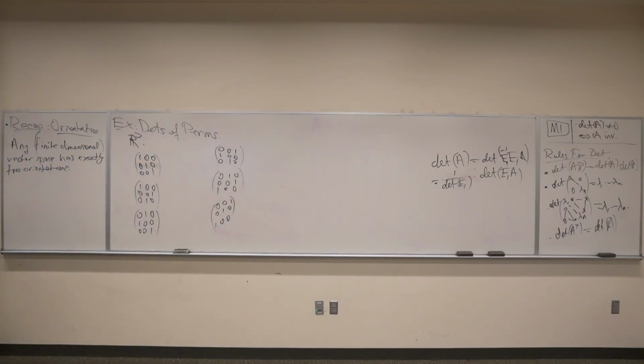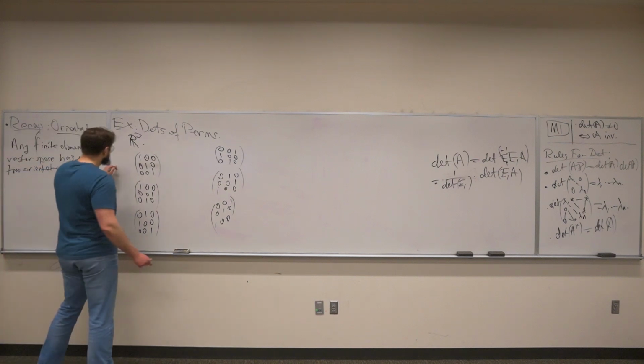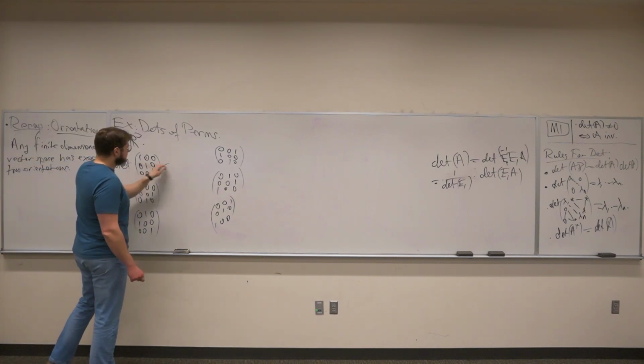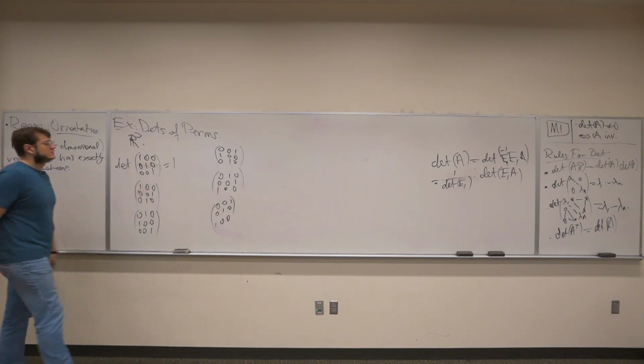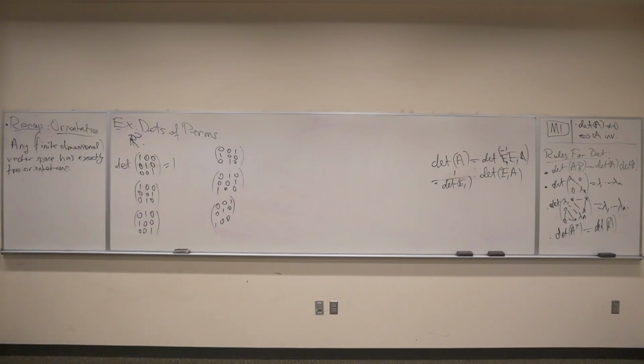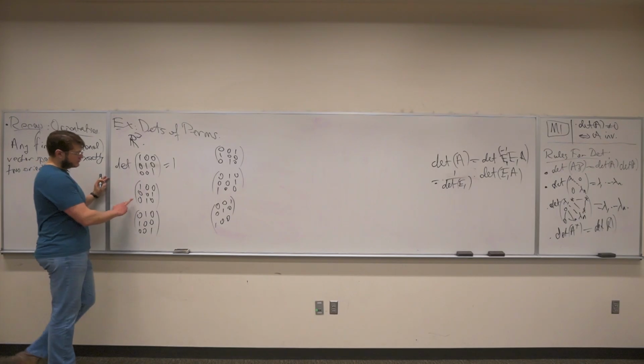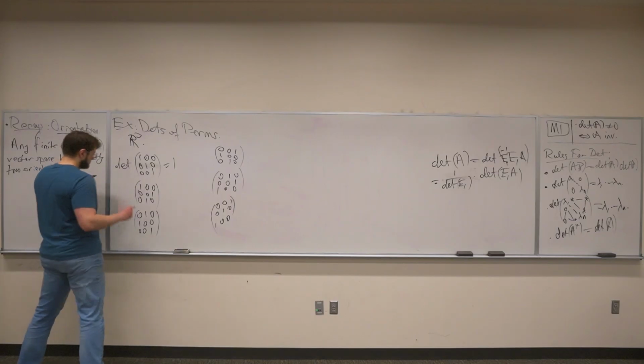Okay, so this is diagonal, and I know that the determinant of a diagonal is a product of the diagonal entries, so this is 1. Okay, so that is the easier case. Let's look at this.